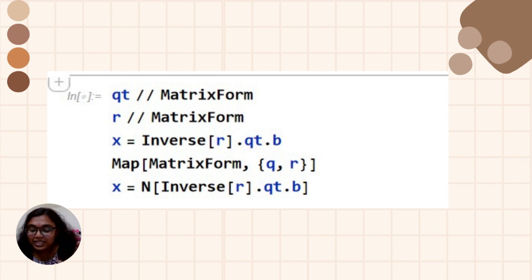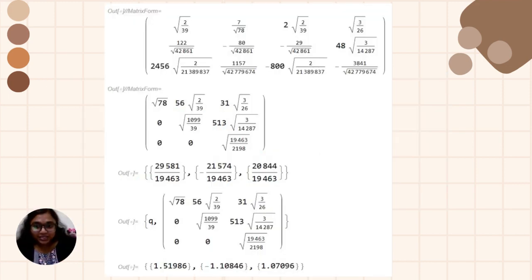With this we are going to see the output as well. This is the output for the previous code. Here is the display of the Q and R matrices, and the last output is for the x value for the QR factorization. All of this is in matrix form, and the last output is for the x value. There are three x values, as you can see below.